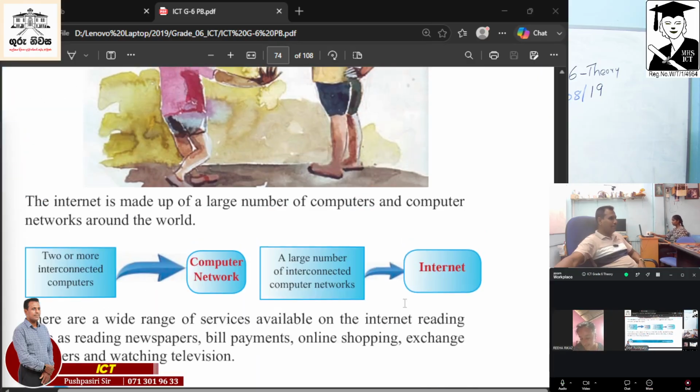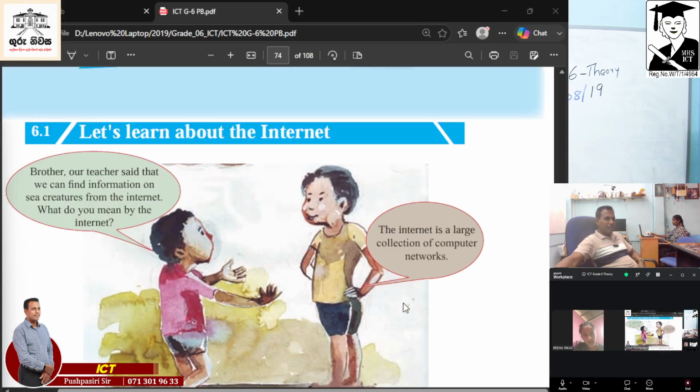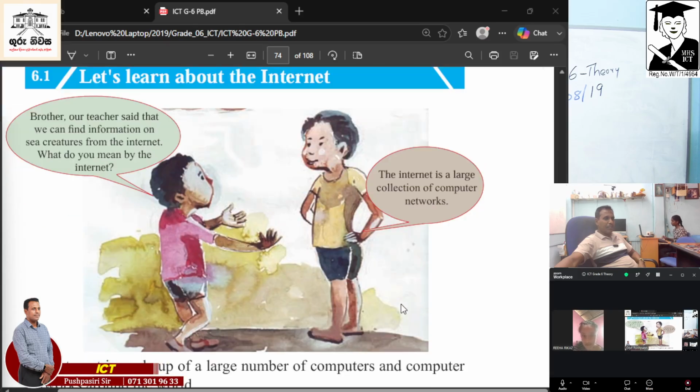The internet is a large collection of computer networks. Yeah, I did not ask what is the internet. I asked what is a network. I said the internet is a collection of networks. Then what is a network? If we have to understand what is the internet, we first need to know what is a network, because the collection of networks is the internet. So first of all, we have to understand what is a network.